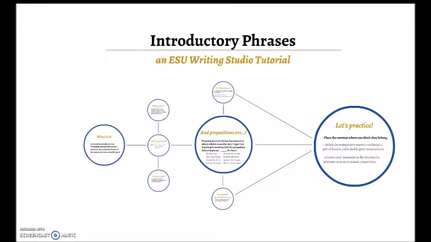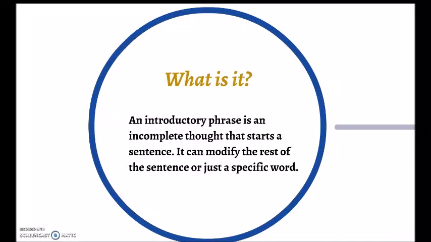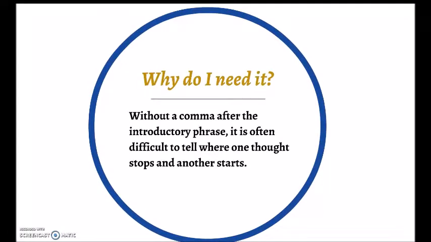Today we're going to be talking about introductory phrases and the comma use associated with them. So, just what is it? An introductory phrase is an incomplete thought that starts a sentence. It can modify the rest of the sentence, or just a specific word. Why do you need it? Well, without a comma after the introductory phrase, it is often difficult to tell where one thought stops and another starts.